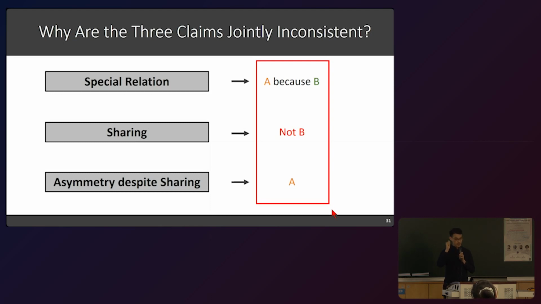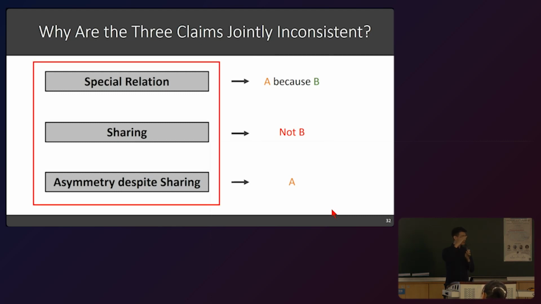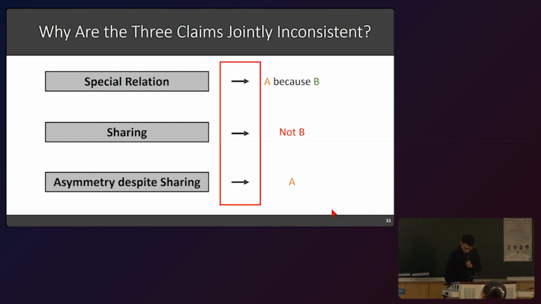You cannot hold A because B, not B, and A at the same time. Either one of the three claims is false, or one of the three entailments doesn't hold. In any case, something must go, but what?